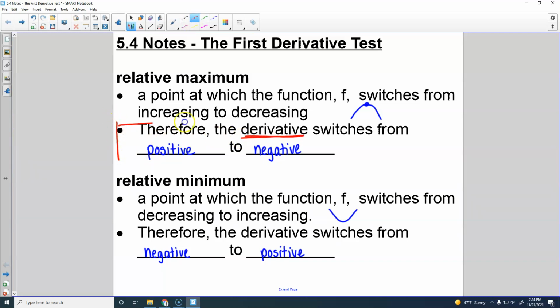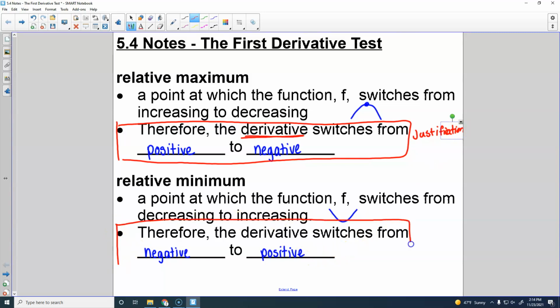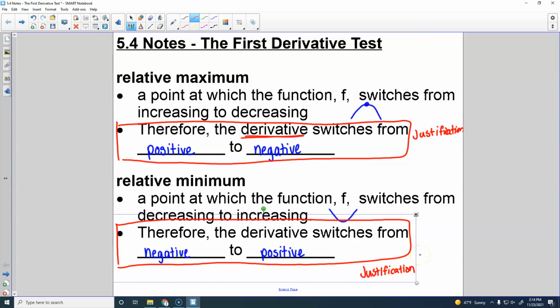So this piece right here is your justification. And then same here. That's your justification. What we see right here, this is your definition.